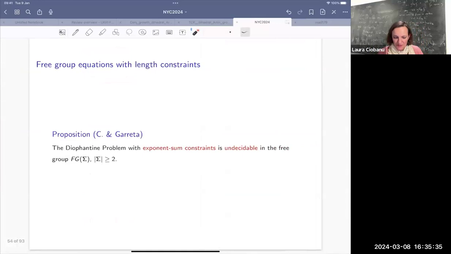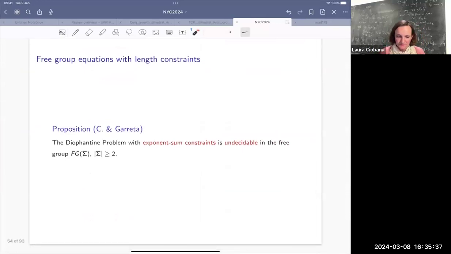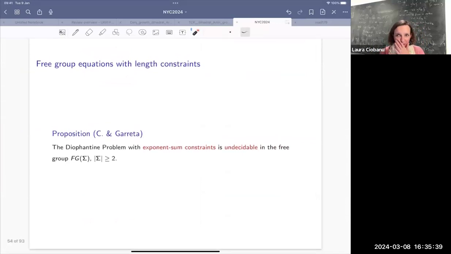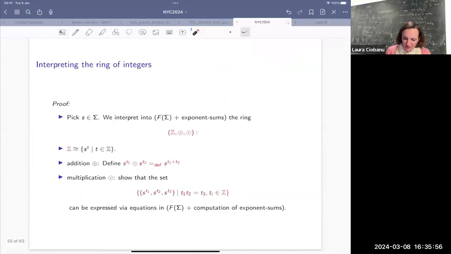All right, so what is the time? Okay, so I'm going very slow, so maybe I won't tell you much more about the free groups, but to go back, what we have showed was that the Diophantine problem with exponent sum constraints is undecidable, okay? And I wanted to, again, prove that to you a bit more slowly, but what we do is we interpret the ring of integers into the free group with exponent sum.